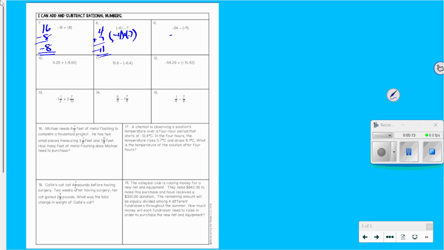Same, I don't subtract, so I'm going to add the opposite. So 24 plus 9, now my signs are opposite, meaning they fight. So they subtract, it's going to give me a 15. The big guy wins, it's negative.